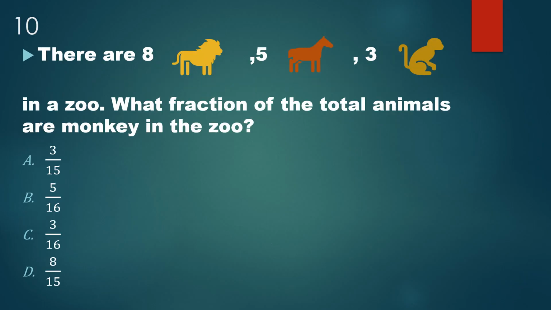Tenth, there are 8 lions, 5 horses, and 3 monkeys in a zoo. What fraction of the total animals are monkeys in the zoo? First we will find out how many total animals are there. We will add all these animals: 8 plus 5 plus 3. That will be 16. So we will write 16, and total monkeys are 3. So what fraction are we getting? 3 by 16. So option C is your correct answer.